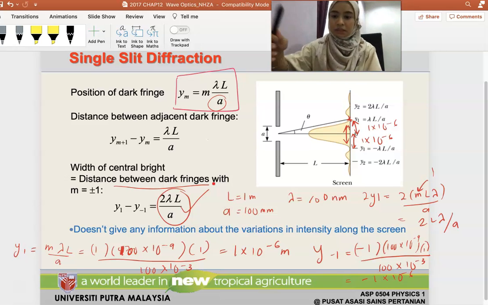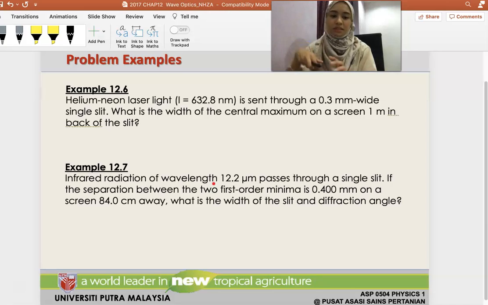Okay, that took a long time. Next, let's do this example now. So we have two equations: the y dark for single slit diffraction, and also the width of the central band. How do we find that out? y1 minus y minus 1, or just 2 times y1. It's the same thing. Okay, let's do this example.